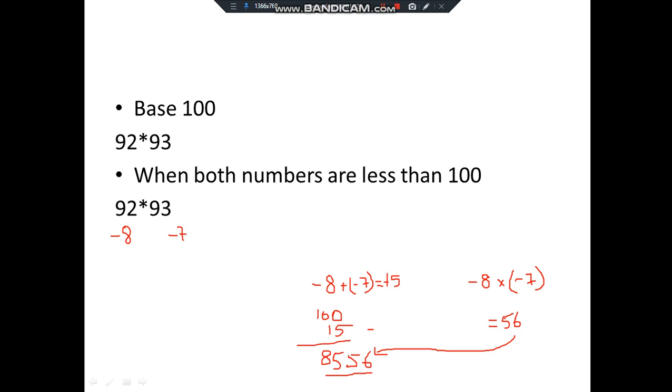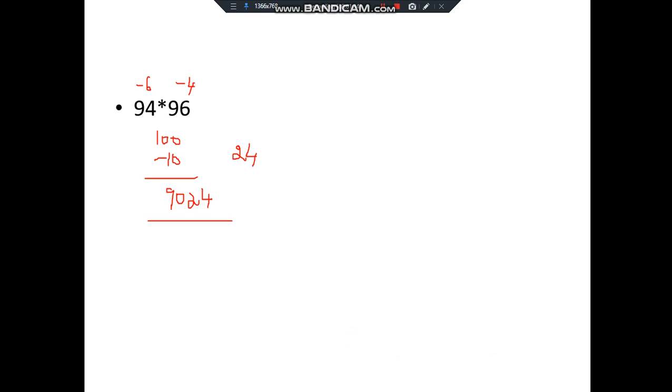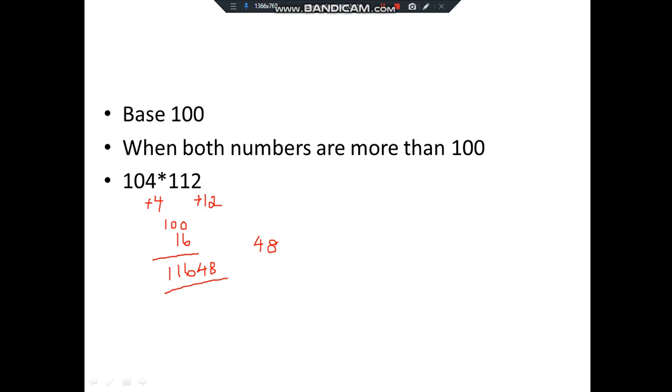I will just explain one more question. See, 94 into 96. 94 is minus 6 from 100 and 96 is minus 4 from 100. Add minus 6 and minus 4, you will get minus 10. Subtract it from 100, so you will get 90. Now multiply minus 6 into minus 4, which is 24. So attach this 24 to 90, you get 9024. That's all. Now we'll go with the next type.